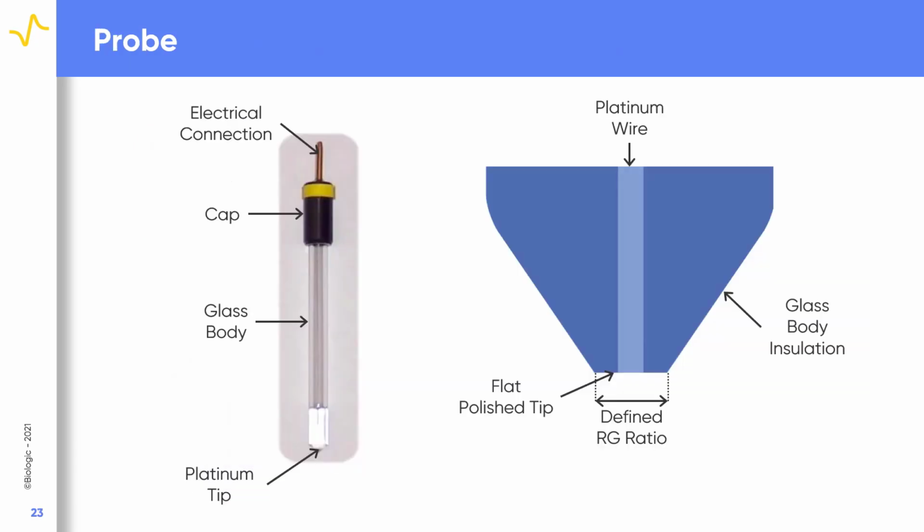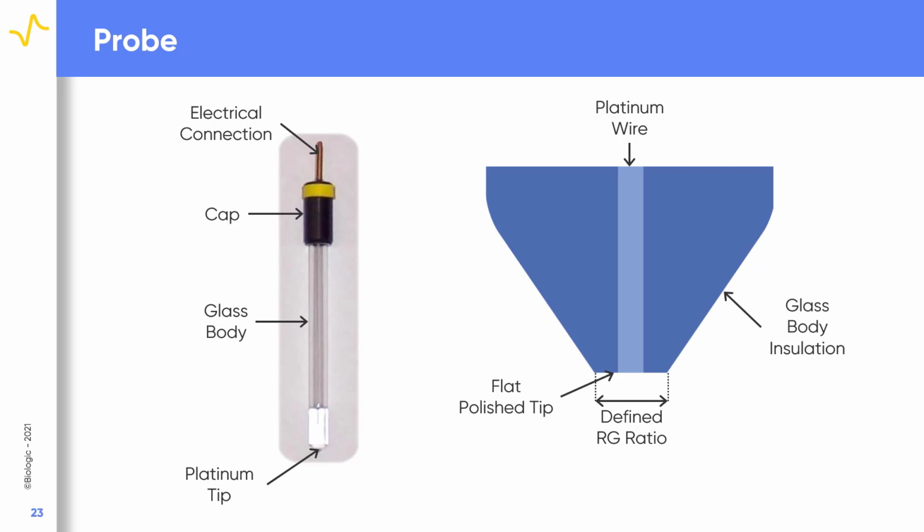As we've already mentioned, the probe is incredibly important for SECM measurements. It controls the final resolution and quality of the measurement. The SECM probe is typically composed as shown. At the top, there is an electrical connection which allows its use as a working electrode. The probe itself has a glass body which seals around the platinum wire. The diameter of the platinum wire is known because this controls the resolution of the measurement.